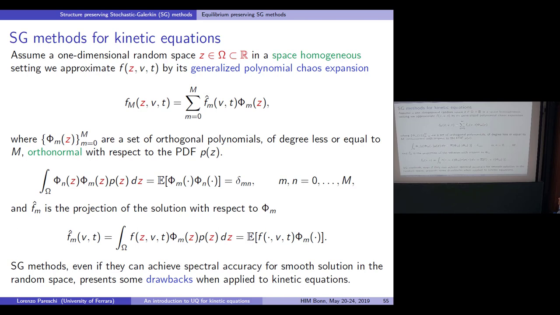Again, we are assuming here a one-dimensional setting for the random space, as it is usually done in our case for stochastic Galerkin method. Okay, and all these f hat are simply the projection of our solution with respect to the polynomial basis. That's exactly the same, nothing new.